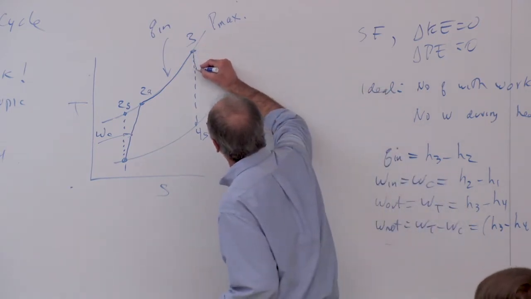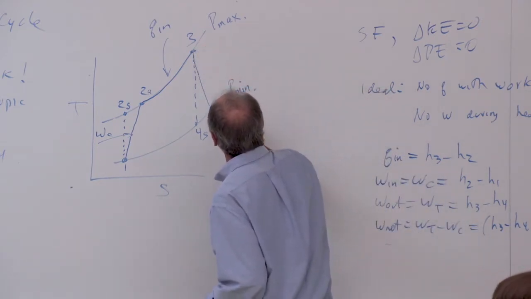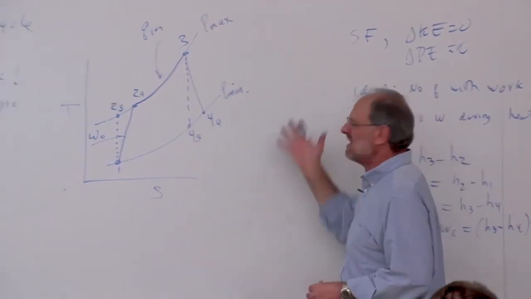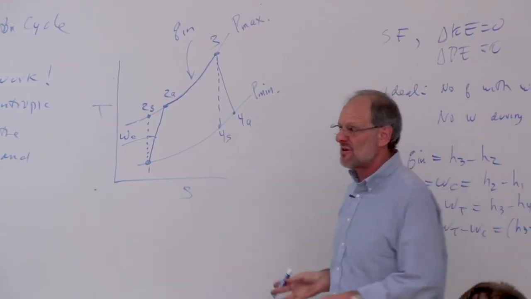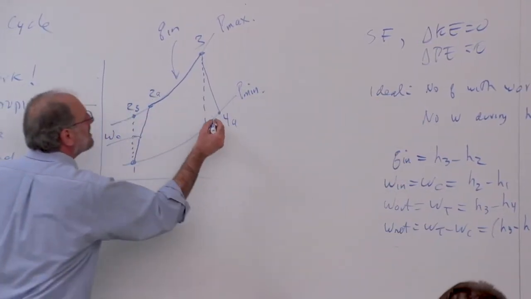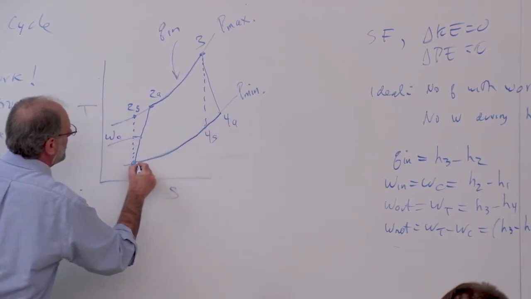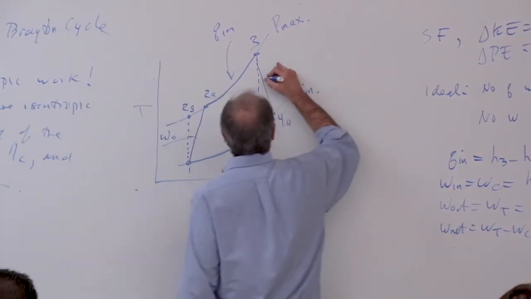So we'll end up with a point 4, the actual point 4, which is going to be to the right of 4s. Okay, still on that pressure line, right? Still on the discharge pressure line from the turbine, the P minimum line, but still at a different point. And then we go from 4 actual back to 1.